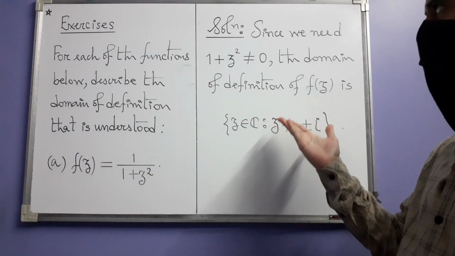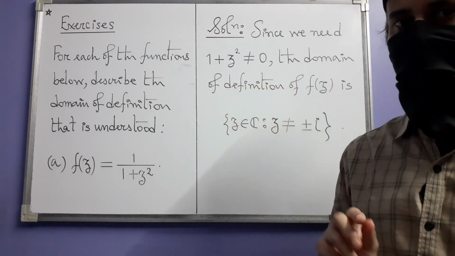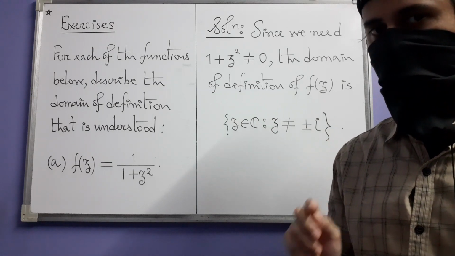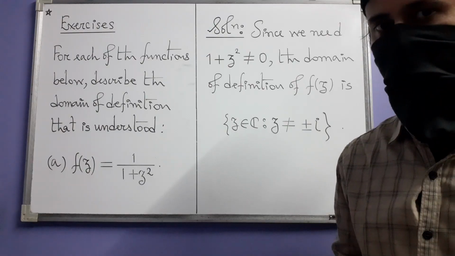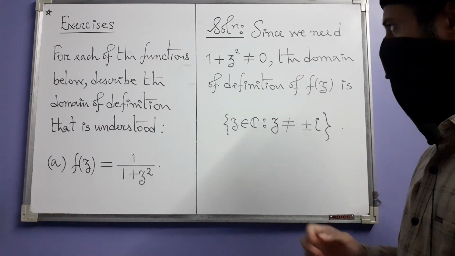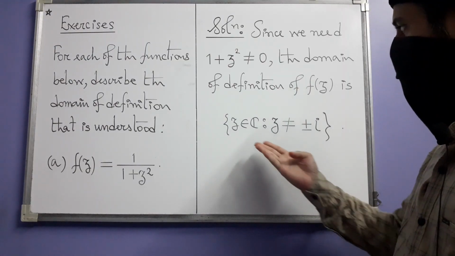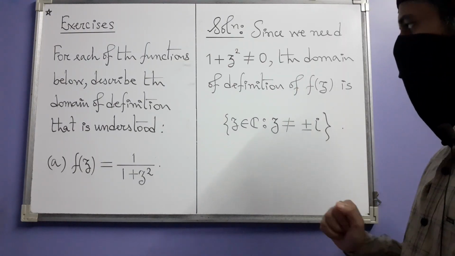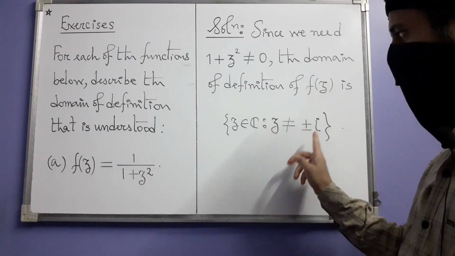So that's why this is the solution. Since we need 1 plus z square to be non-zero, and the only two values of z for which 1 plus z square is 0 are i and minus i, that means you have to remove these numbers. All the other complex numbers are allowed in the domain. So that is why this is the natural domain of this function: the set of all complex numbers z such that z is neither i nor minus i.